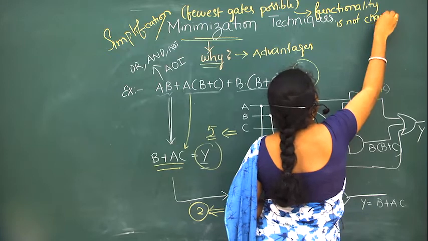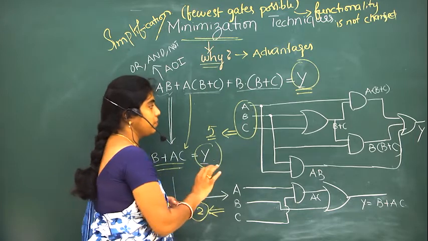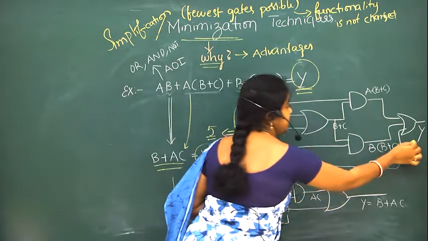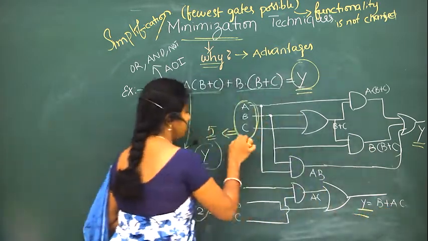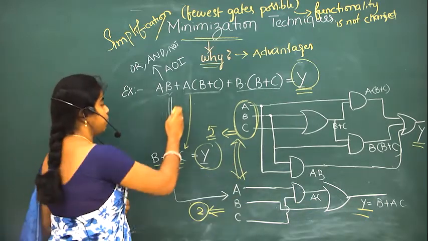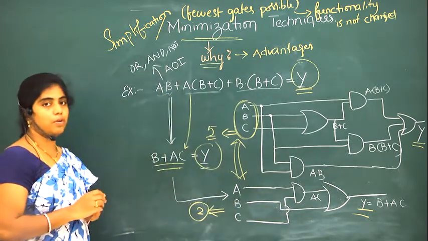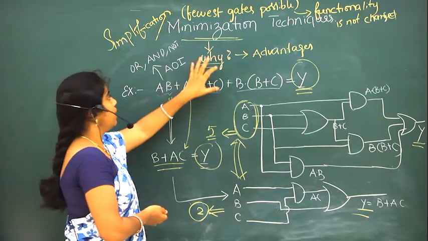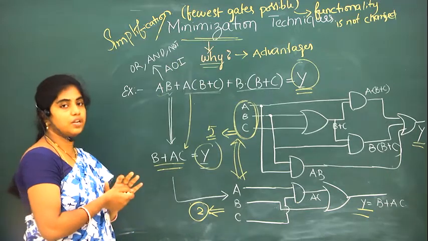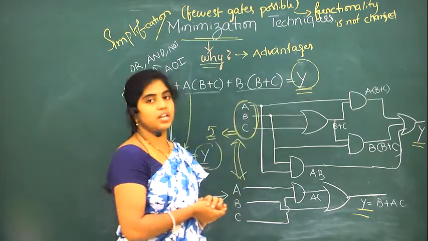What is it meant by? It meant that for any combination of input, we get the same output for both the logic gate implementations, or for both the expressions. So we now understand what a minimization is. Minimization is nothing but to implement a given expression with minimum or fewest gates possible without changing its functionality.